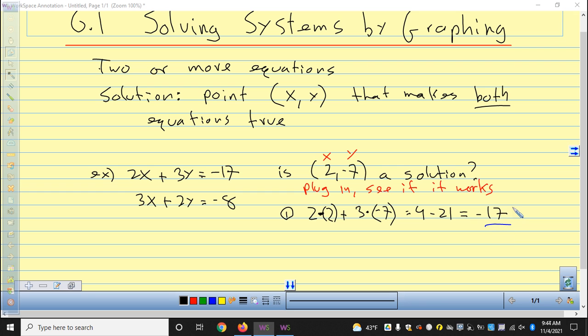It works in the first equation. In order to be a solution, it needs to work in both. That's why I underlined both here. So in the second equation, I'm going to say 3 times 2 plus 2 times negative 7. Well, 3 times 2 is 6, and 2 times negative 7 is negative 14. 6 minus 14 is negative 8. So it works in the first equation, and it works in the second equation. That means it is a solution.